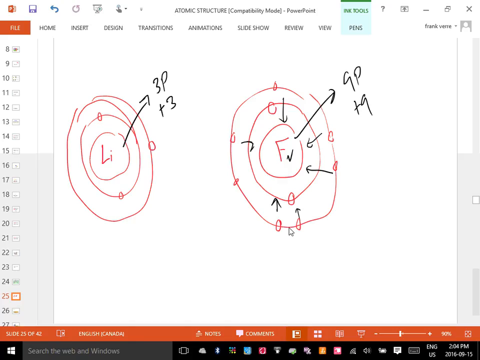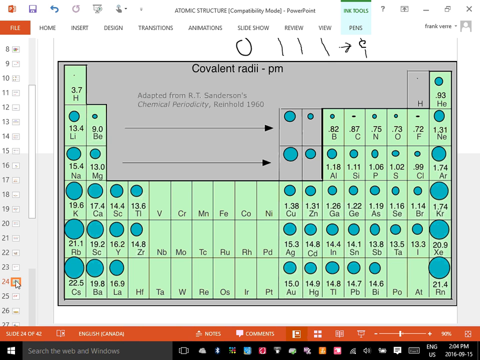Now, that explains, as we go from left to right, why the atom shrinks in size. Because the nucleus gets stronger, and there's a stronger attraction on the electrons, and it pulls them tighter in. Okay? But why does the size increase as we go down, though? So let's look at an element below lithium. So here's lithium over here, and there's sodium right below it.